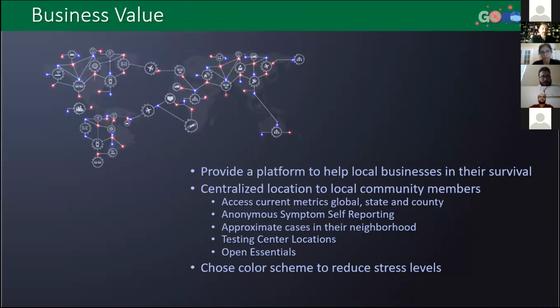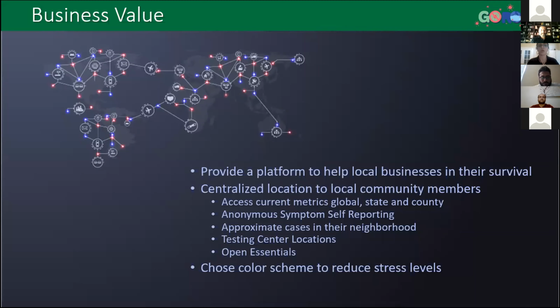And the business value: this provides a platform to help local businesses in their survival. This provides a central location for local community members to access metrics, global, state and country current metrics, anonymous symptom self-reporting, approximate cases in their neighborhood, testing center locations, Open Essentials.